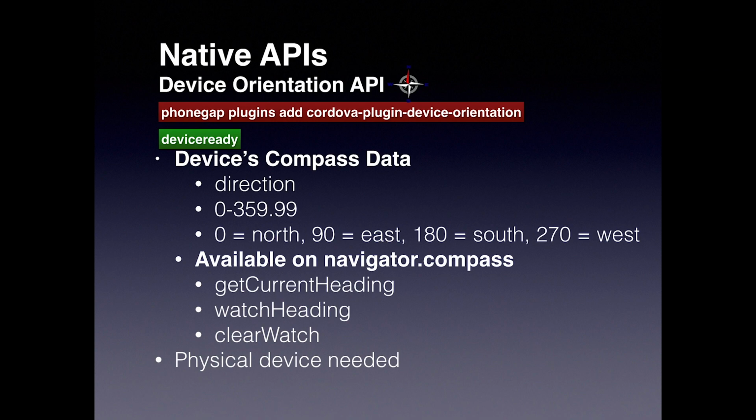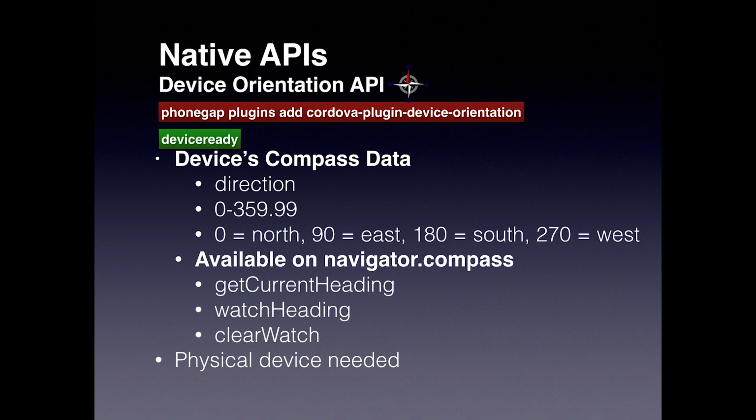To install the plugin, you need to run the command: phonegap plugin add cordova-plugin-device-orientation. The device orientation again is located on the navigator object. It creates a property named compass. The object is again available only after deviceready is fired, so we cannot access it before the device is ready.